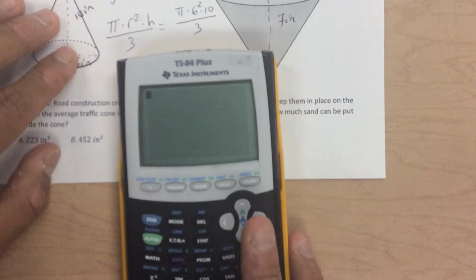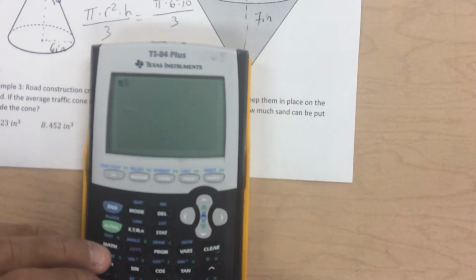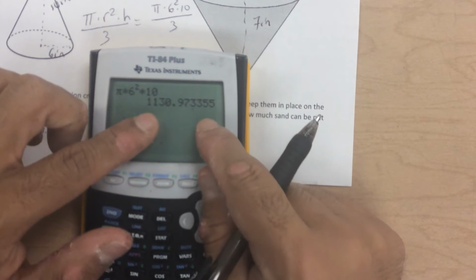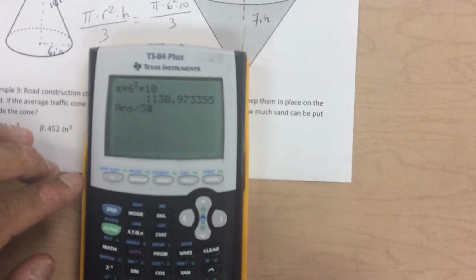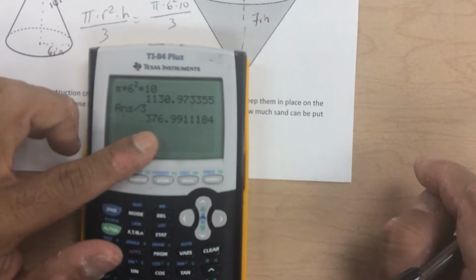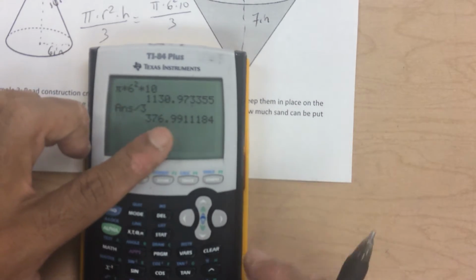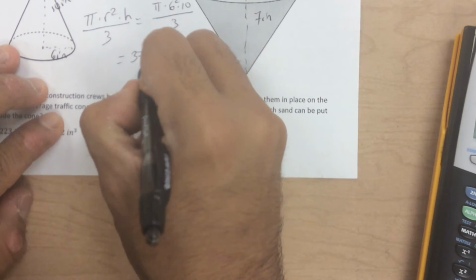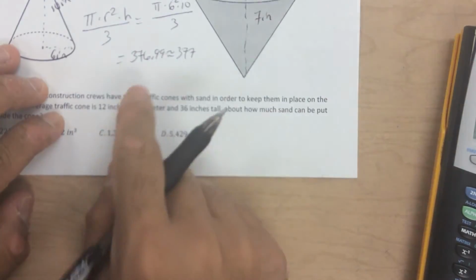So what I'm going to do is, I'm going to do second pi times 6 squared times 10, and then I'm going to click enter, and this tells you the volume of one cylinder. I need the volume of a cone, so I'm going to divide by 3. Dividing by 3 will now give me the volume of one cone. So 376.99 is my answer to this cone. So that's the volume of this cone. And yes, you could round to 377 if you really wanted to.